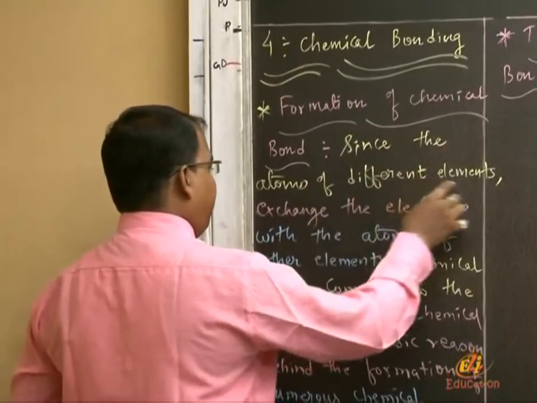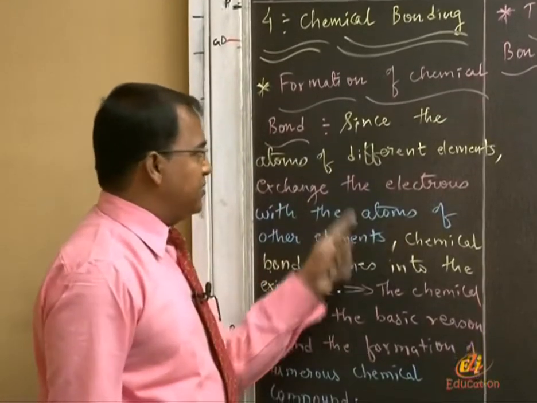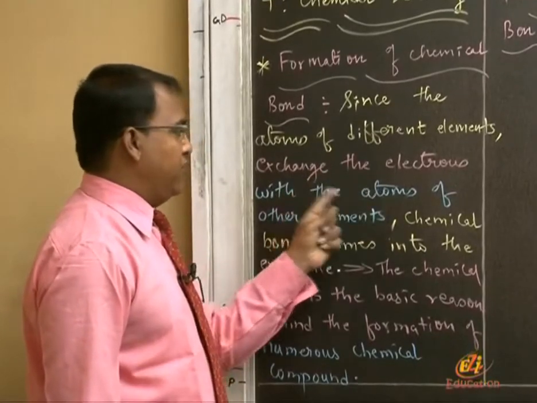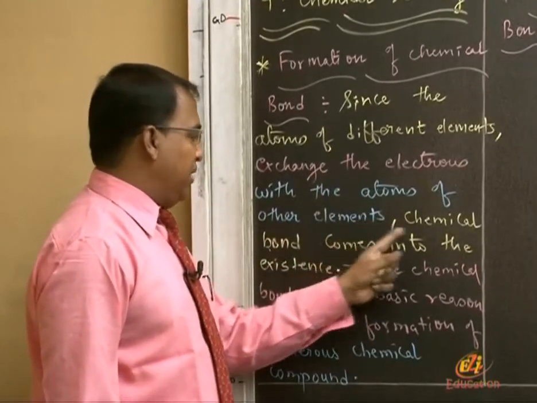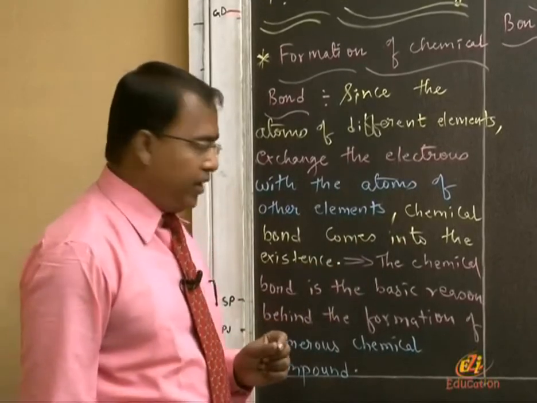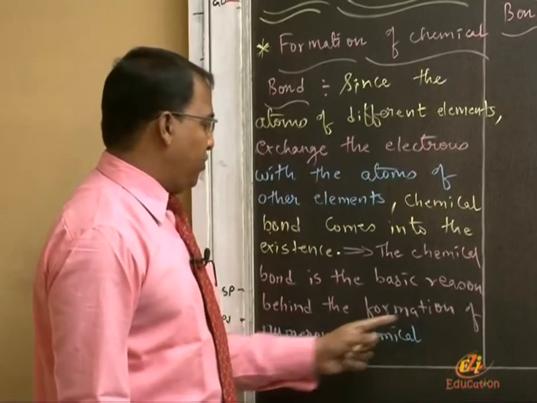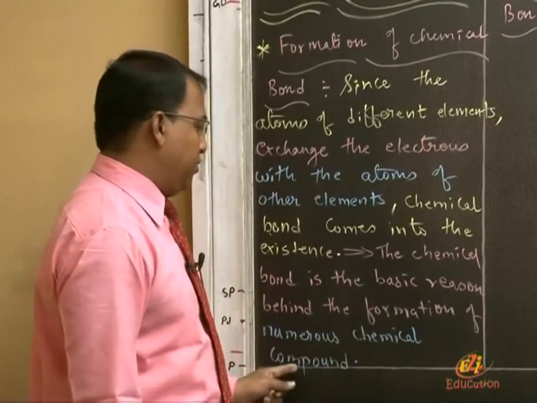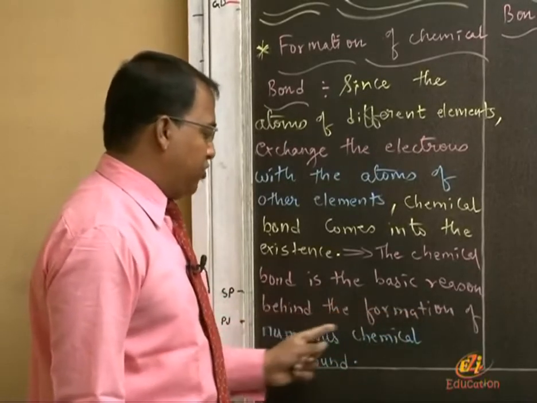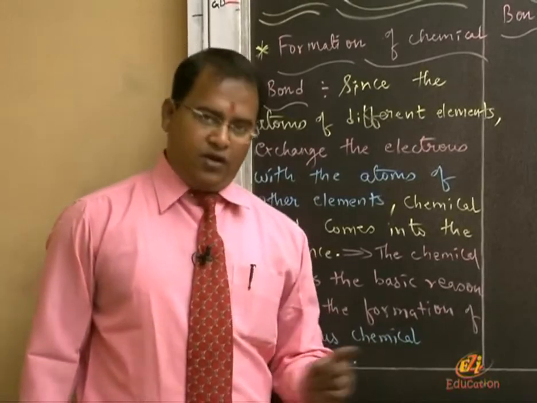Since the atoms of different elements exchange the electrons with the atoms of other elements, chemical bond comes into existence. The chemical bond is the basic reason behind the formation of numerous chemical compounds. Okay, now our next topic.